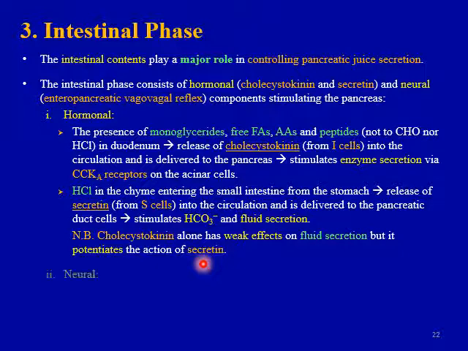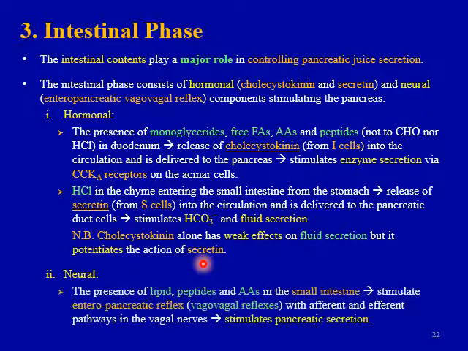the effect of secretin. The neural component of the intestinal phase is caused by the presence of lipid, peptides, and amino acids in the small intestine. These will stimulate the enteropancreatic reflex. Again, it is a vagovagal reflex mediated by vagal afferents and efferents via the medulla, with afferent and efferent pathways in the vagal nerve. This will stimulate the pancreatic secretion.